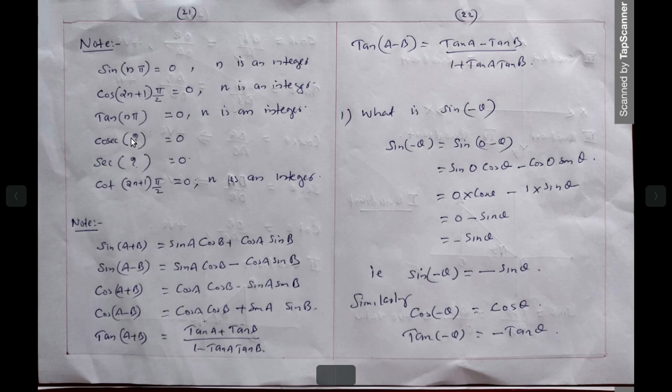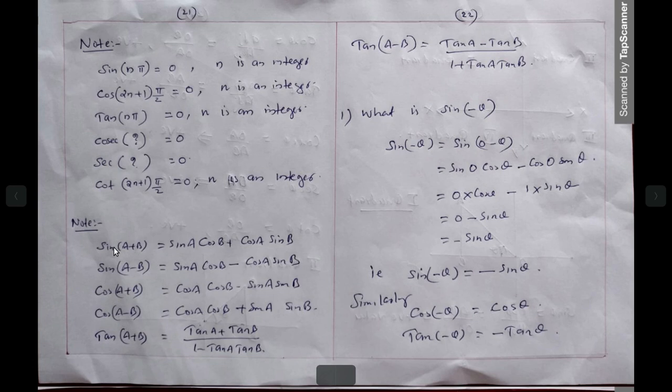Here there is no corresponding answer for the theta or x. Same case is for sec theta also. Cot (2n plus 1) pi by 2 equal to 0, where n is an integer. Right. Similarly, you have to learn these results.